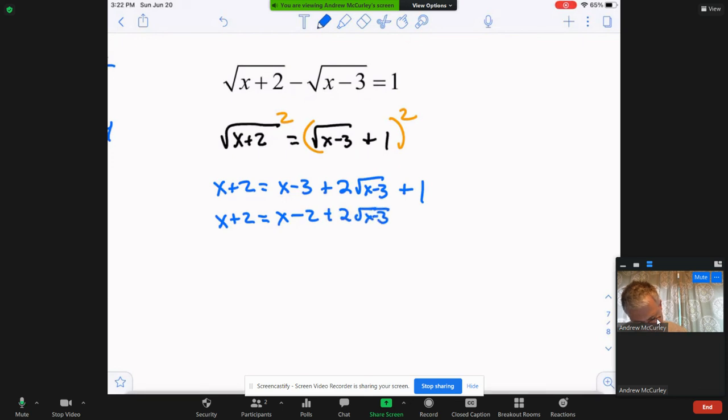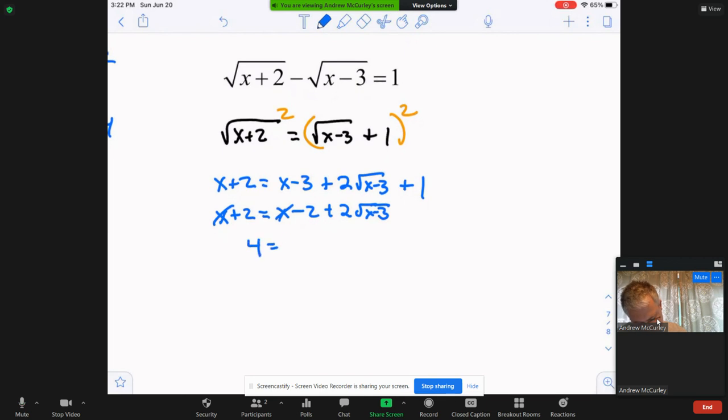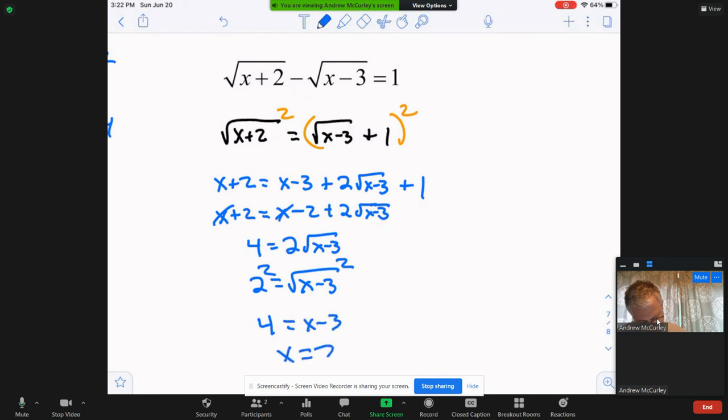All right, so the x's look like they cancel. Then add 2 to both sides. That's going to be 4 equals 2 square root of x minus 3. Divide both sides by 2. 2 equals square root of x minus 3. I'm going to square this one. I'm going to square this one. 4 equals x minus 3. Looks like x equals 7.